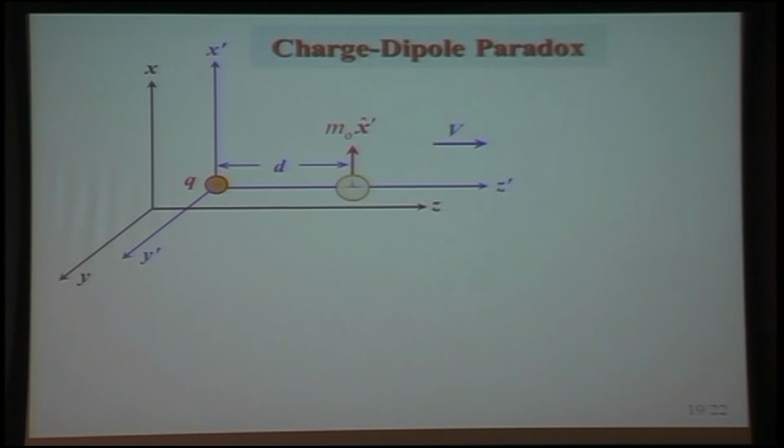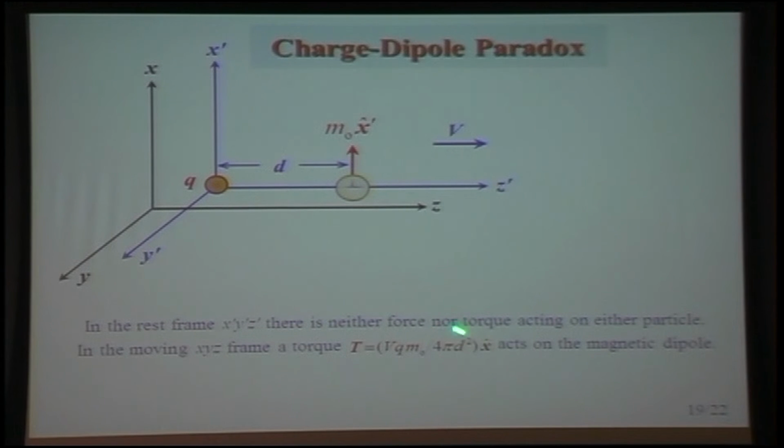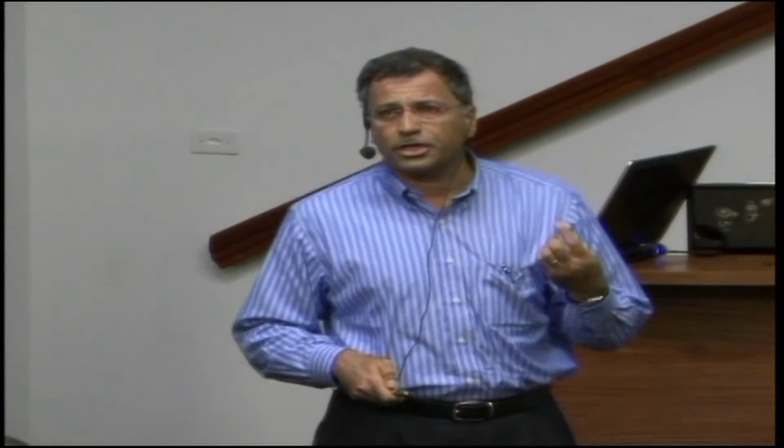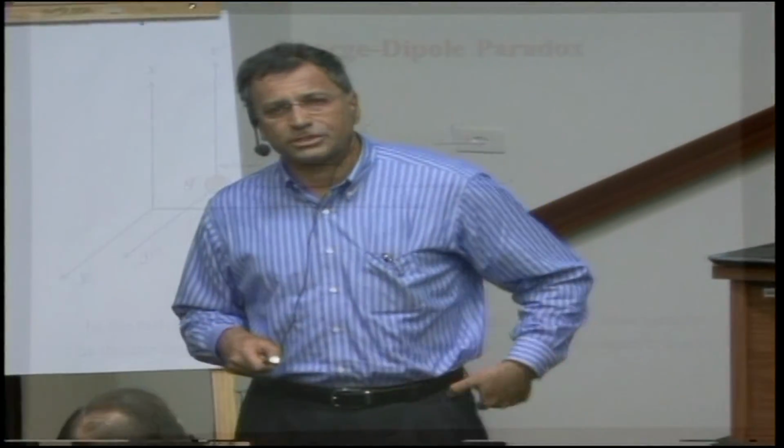Then you use Maxwell's equations, you use the Lorentz transformations, and you use the Lorentz law, and you find that there is a torque acting on the magnetic dipole, and the magnitude of the torque is given here. This is the exact relativistic result. And so in the stationary frame, there is no torque on the dipole. In the moving frame, there is a torque, and that shows that there is some problem with the Lorentz law of force. You can't have torque in one frame, but not in the other frame.